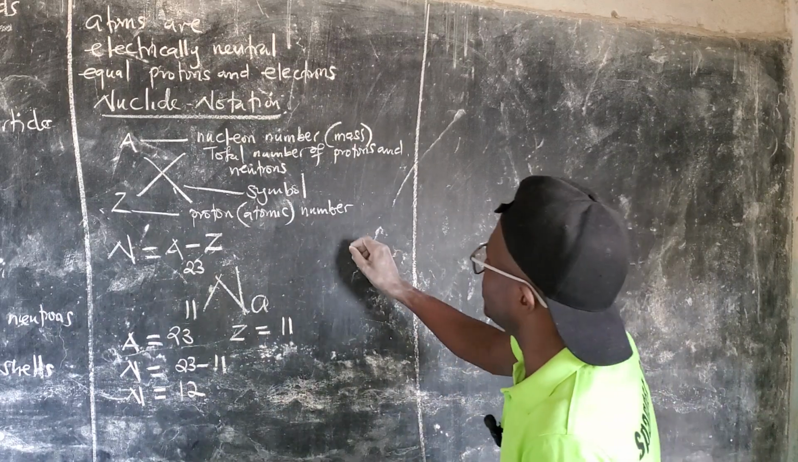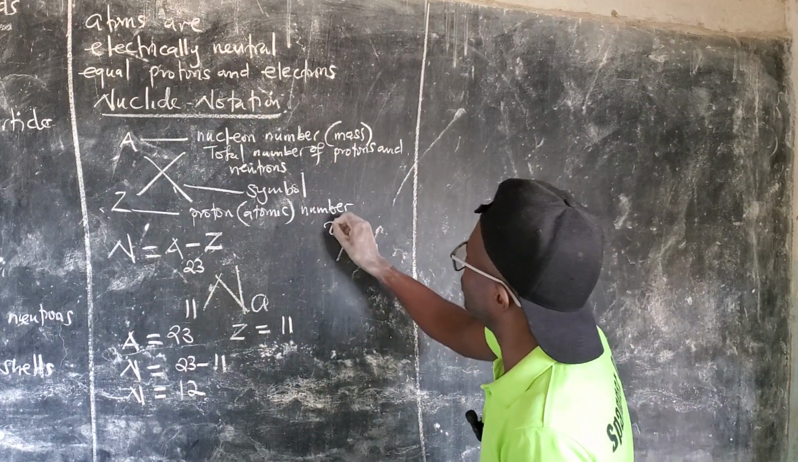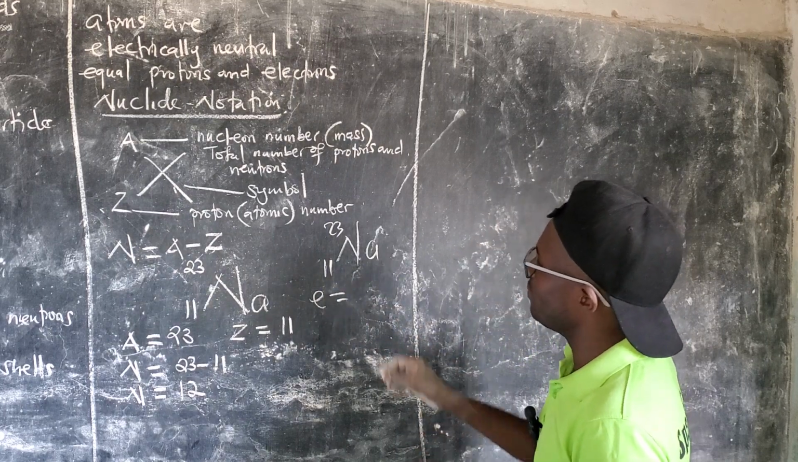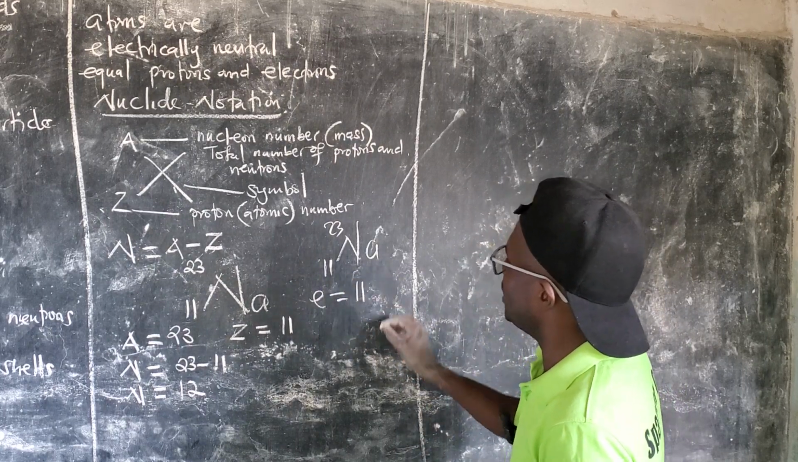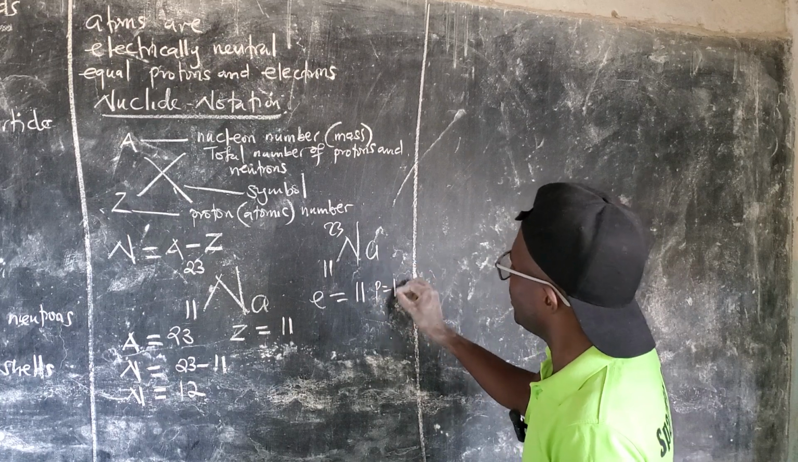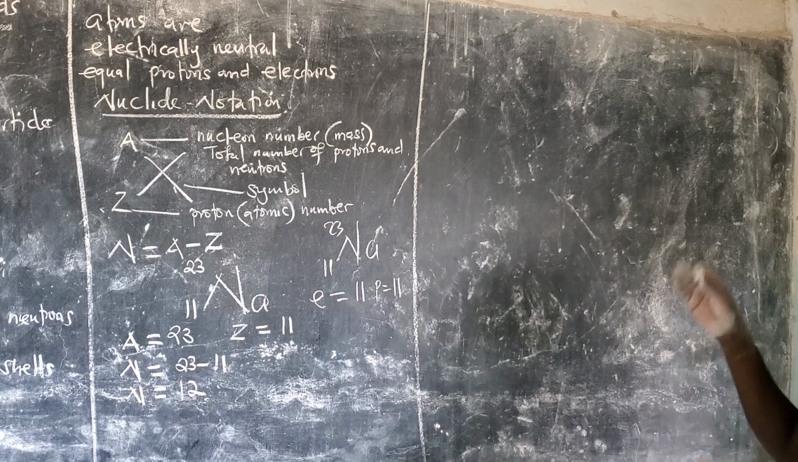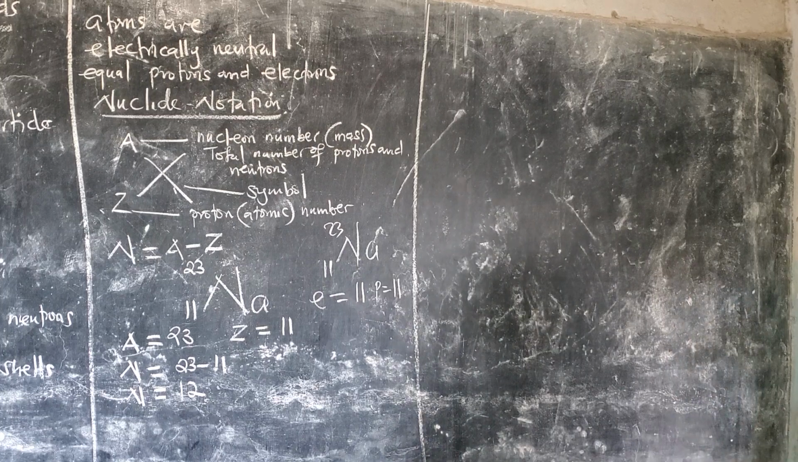So, like I said, since we have sodium there, which is 23 and 11, if we say how many electrons does this sodium have, it has 11. How many protons does it have? 11, because they're electrically neutral, meaning that they've got equal numbers. So where we're going, you'll be able to understand more on that part there.